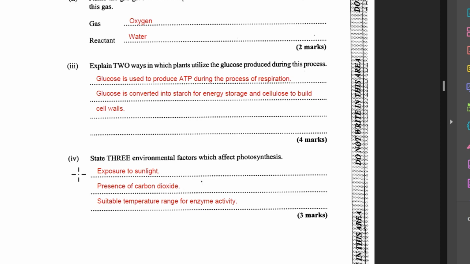And part 4, state 3 environmental factors which affect photosynthesis. We have how well the leaves are exposed to the sunlight, the presence of carbon dioxide in the atmosphere, and whether or not the atmosphere has a suitable temperature range for optimum enzyme activity.